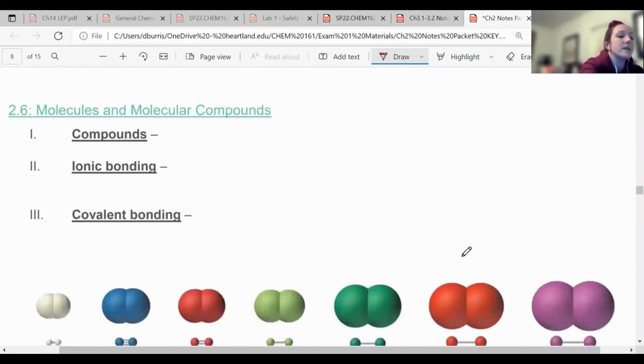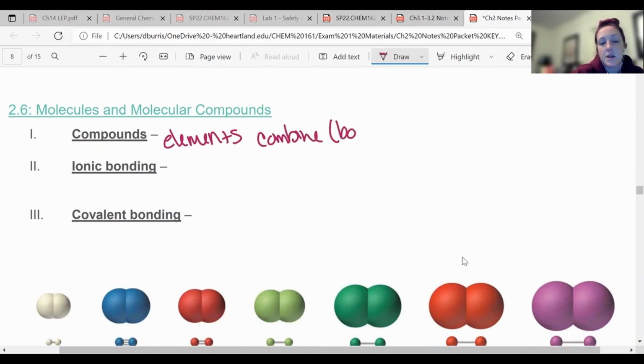Okay, so why do we care? What do these do? What happens when they come together? We're going to start talking about compounds. Compounds are when you have atoms that bond together or combine. So when elements combine, in chemistry, we call that a bond when they stick together.